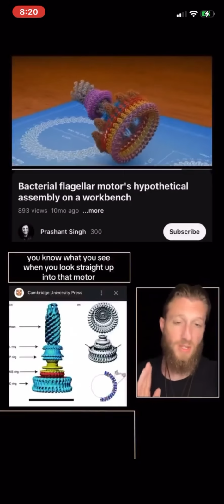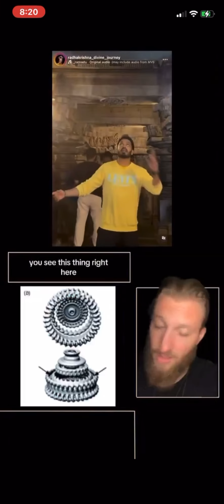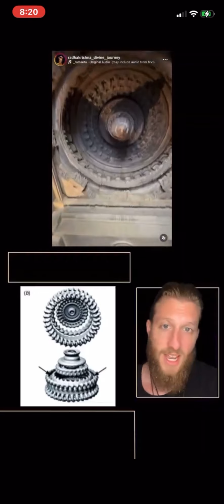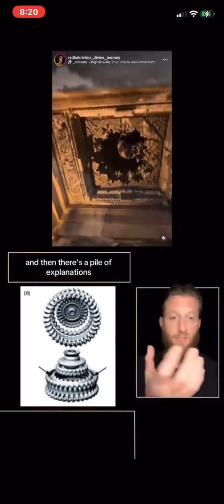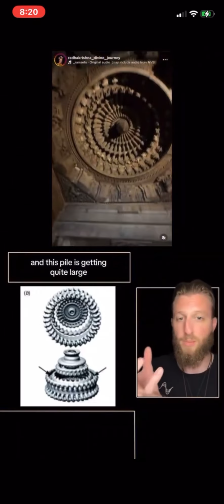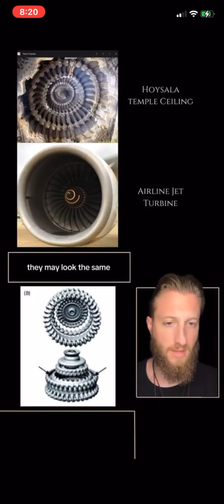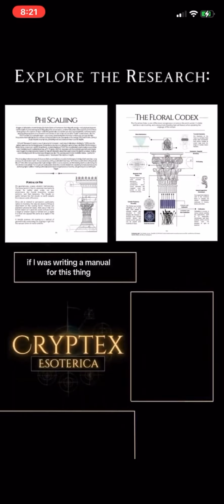Run it back. In the little animation, you know what you see when you look straight up into that motor? You see this thing right here. If you look straight up in one of these temples, guess what you see? There's a pile of coincidences and then there's a pile of explanations, and this pile is getting quite large. Last one, they may look the same, but the biomotor runs on electrical frequency, which I would have labeled with a snake if I was writing a manual for this thing.